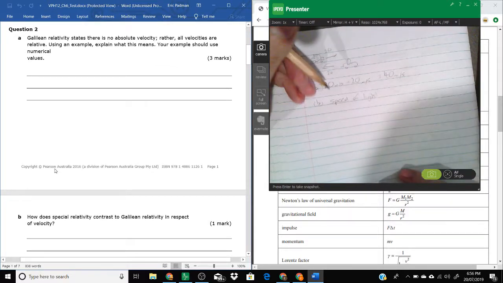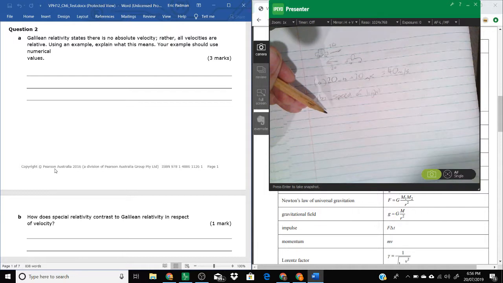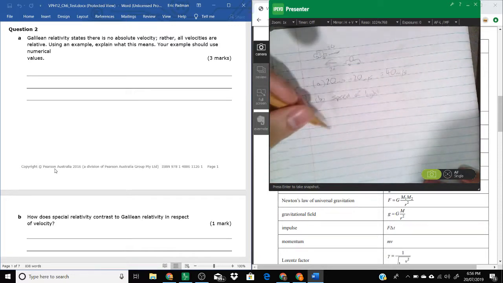Question 2. Galilean relativity states there's no absolute velocity, rather all velocities are relative. Using an example, explain what this means. Your example should use numerical values. Okay. Well, we really just saw one essentially with this example here, but okay, I'd like to use a different example.